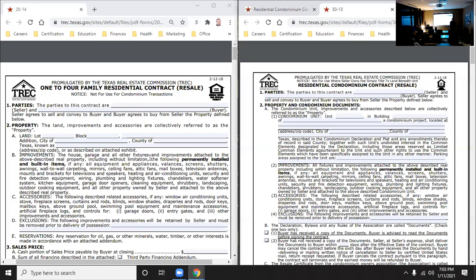No. What's the problem here? You just said not for use for condominium. It can't be used for condominium transactions. Since it's a condominium transaction, we're in breach. Technically, in some situations, you relied on bad advice, and you might have actually relied on unauthorized practice of law.